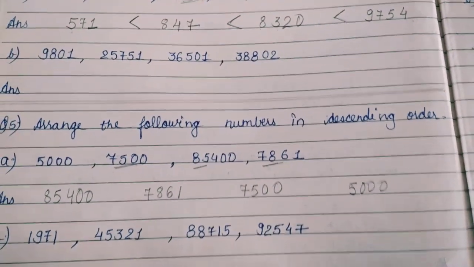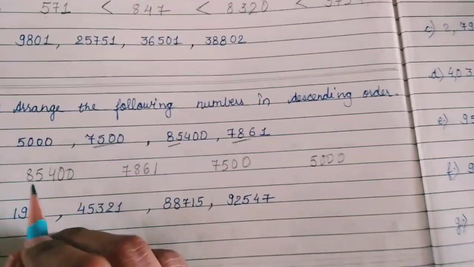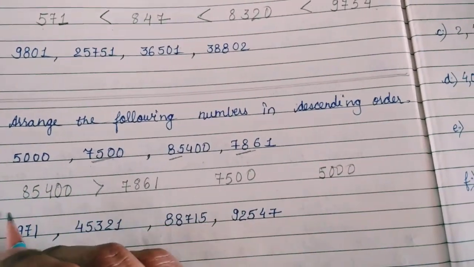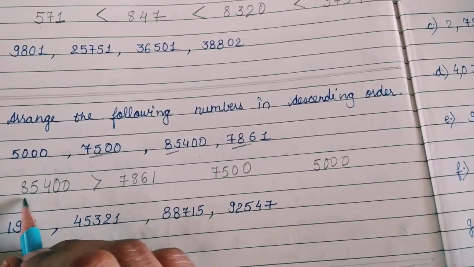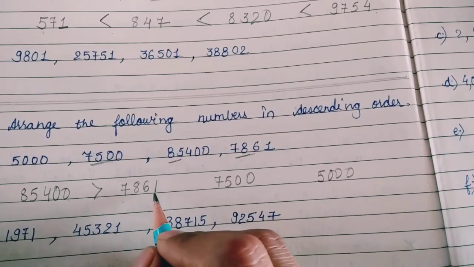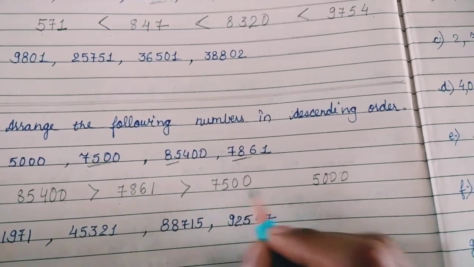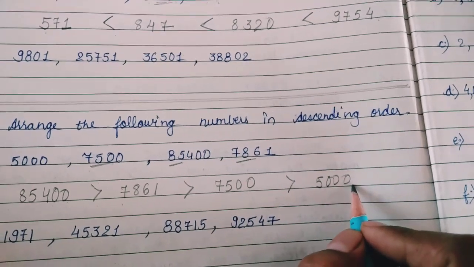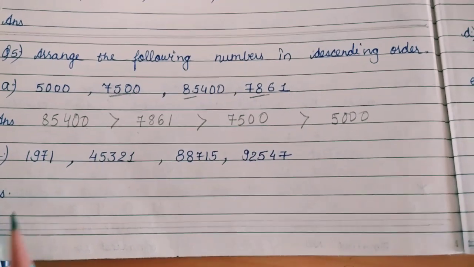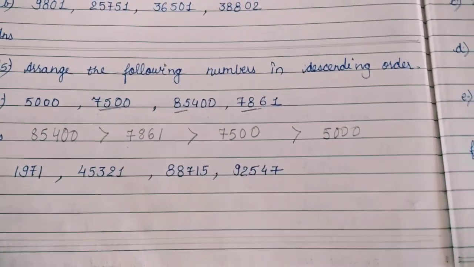Okay, now it's time to put the symbol. The greater one is presented on the left hand side, so our symbol will open on the left hand side, so that 85,400 is greater than 7,861, which is greater than 7,500, which is greater than 5,000. Okay, now the next one will be your homework. Try to do it yourself.